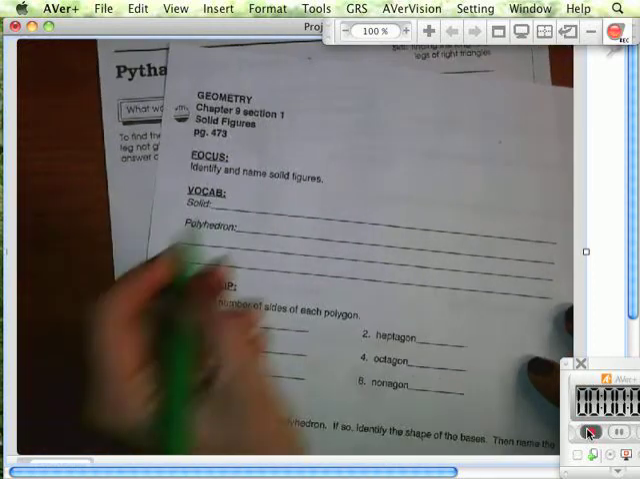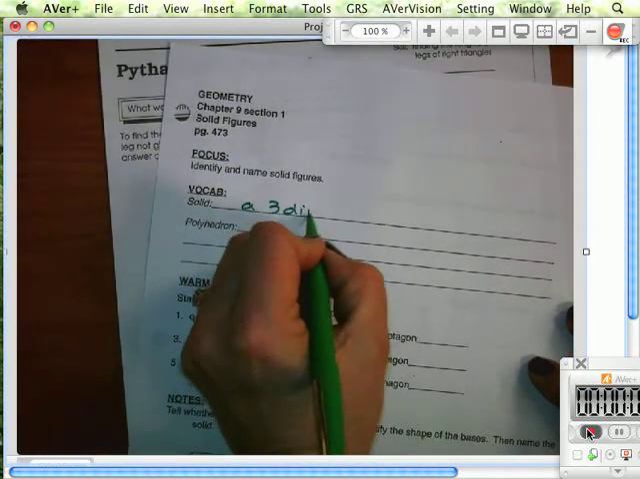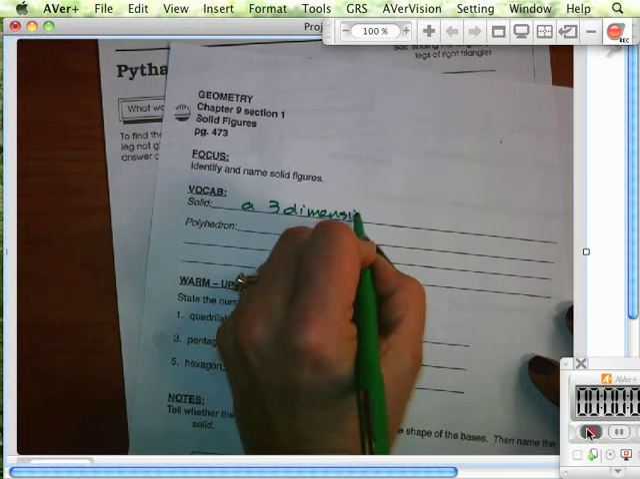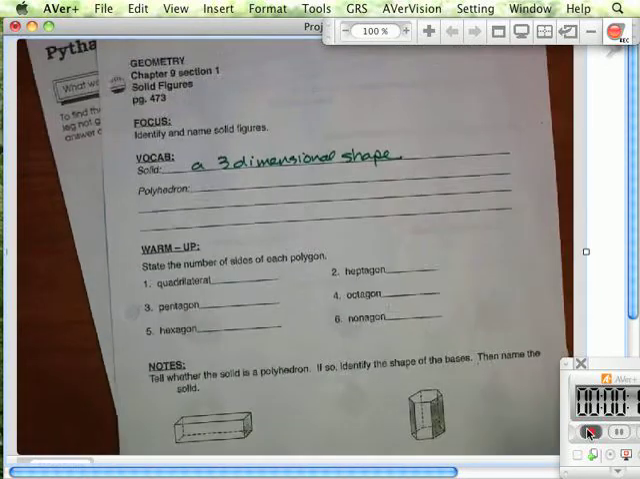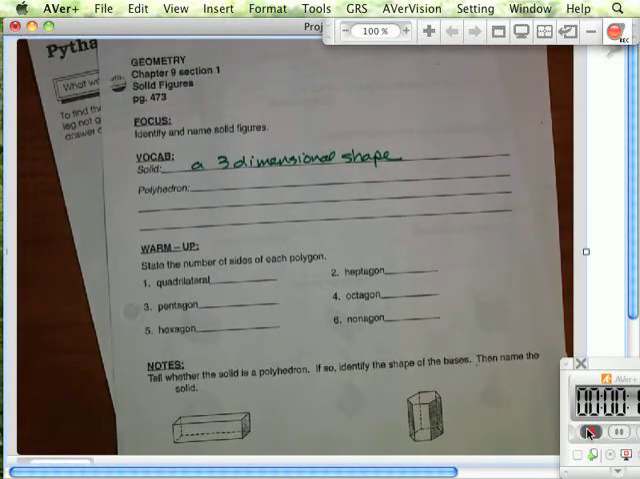It is a three-dimensional shape. Are we solids? Yeah, we are. Are these all solids right here? These are all solids, aren't they? Yep. Three-dimensional shape. Not flat like flat land, but three-dimensional.